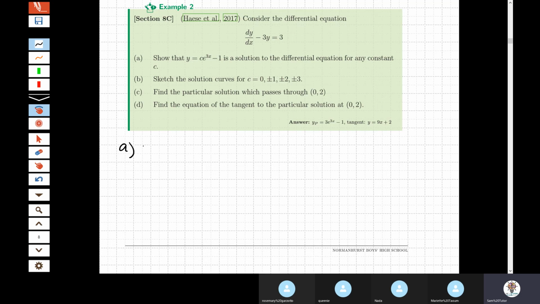just like we've done back in u sub and so on, you want to keep your x's on one side, your y's on the other side. So what we're going to do is go dy on dx is equal to 3 plus 3y. At this stage, I will be dividing my 3 plus 3y to my left-hand side and my dx to my right-hand side. So it will look something like this.